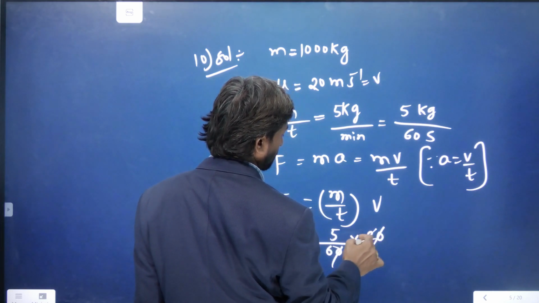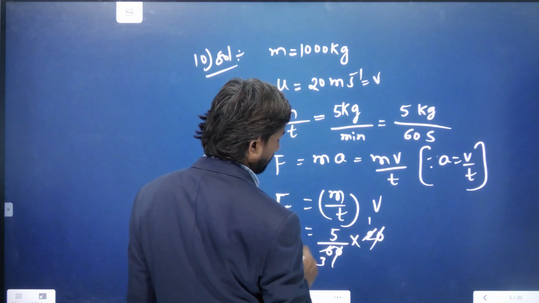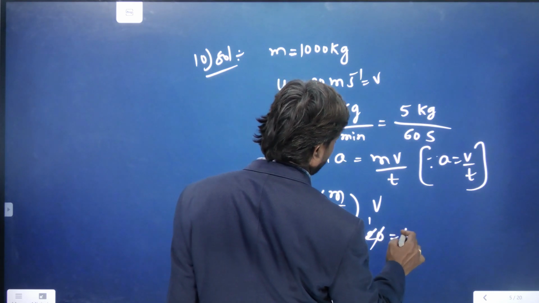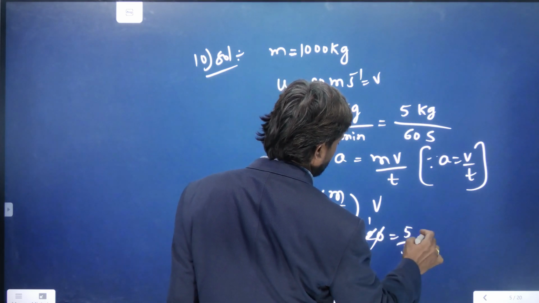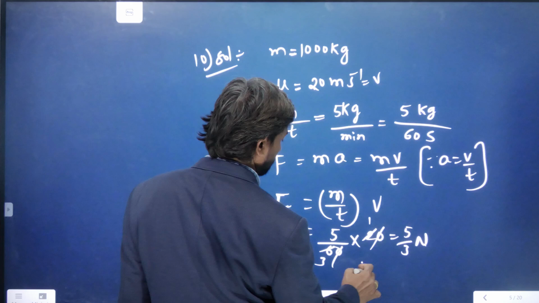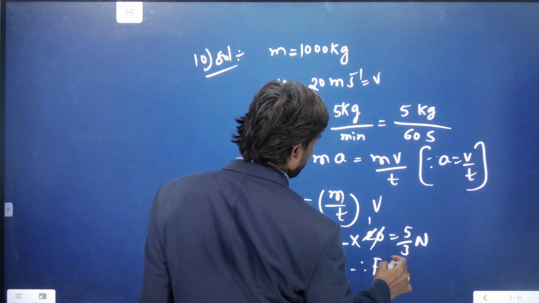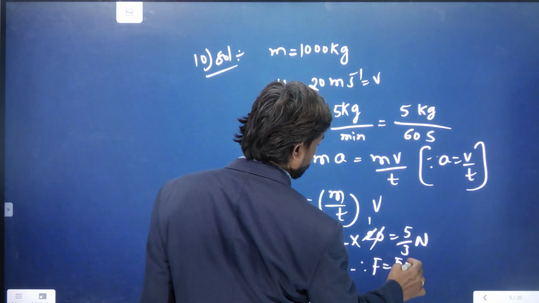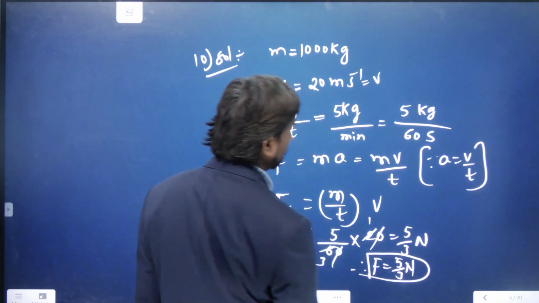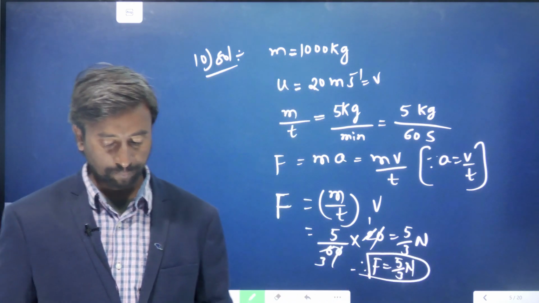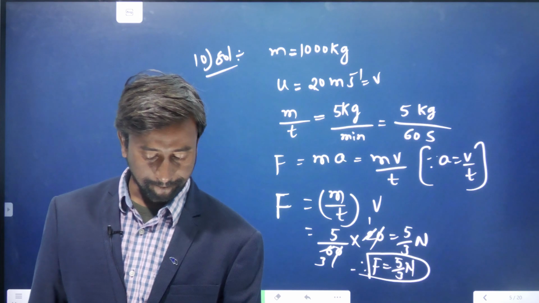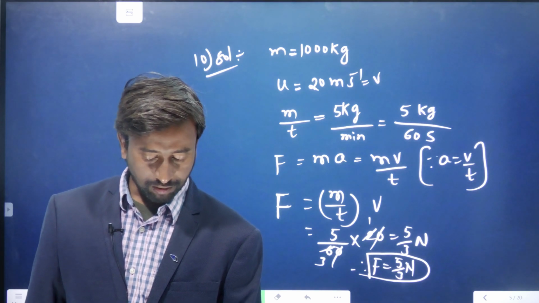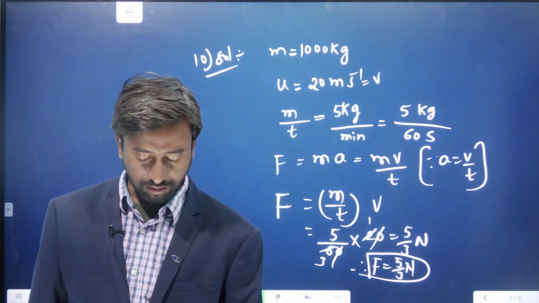This and this will be cancelled, and here 3 will be there. So 5 by 3 newtons. Therefore, the force needed to apply on the truck is 5 by 3 newtons. That is the answer. Okay. See, based on this formula only, all the problems are given there.